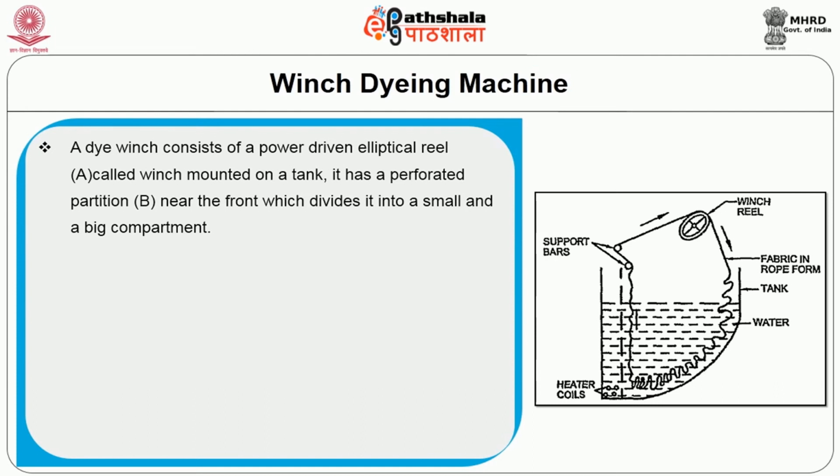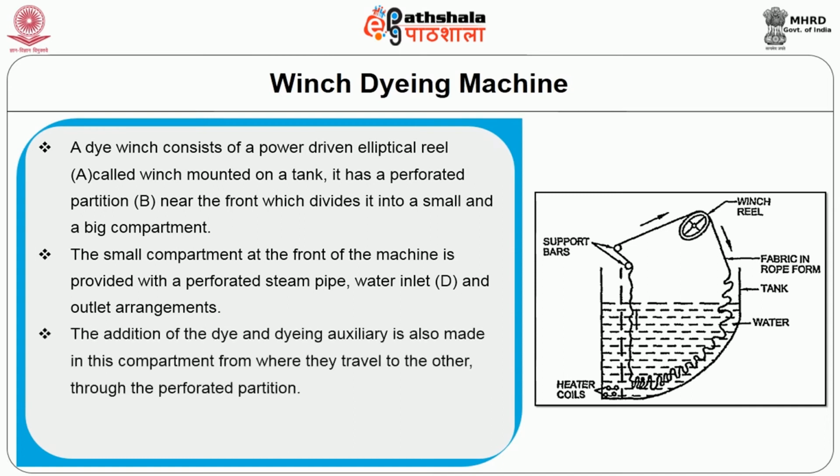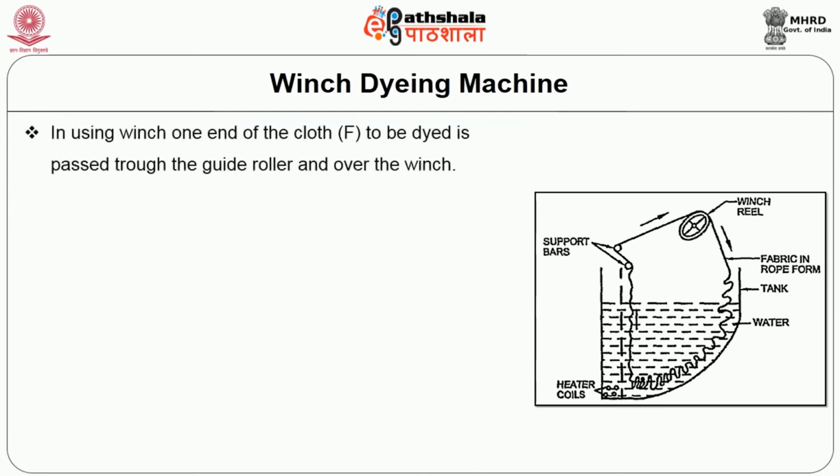A dye winch consists of a power-driven elliptical reel A called the winch, mounted on a tank. It has a perforated partition B near the front which divides it into a small and a big compartment. The small compartment at the front of the machine is provided with a perforated steam pipe, water inlet D and outlet arrangements. The addition of the dye and dyeing auxiliary is also made in this compartment, from where they travel to the other through the perforated partition. A guide roller E is also provided for the movement of the cloth.